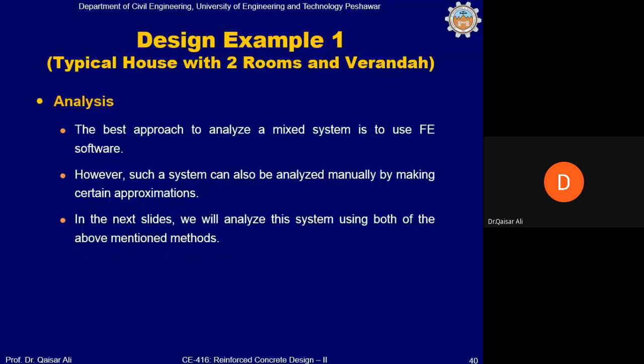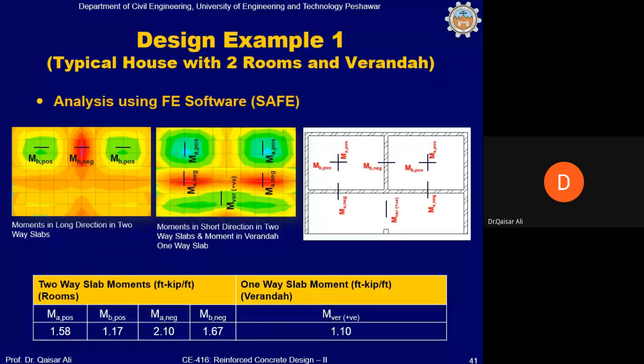The best approach, अच्छा आप जरा देखें यहाँ पर, the best approach to analyze a mixed system is to use finite element software. तो असल तरीका तो ये कि आप इसको finite element software में analyze करें. Using finite element analysis आप इसको analyze कर सकते हैं. However, such a system can also be analyzed manually by making certain approximations. In the next slide, we will analyze this system using both of above methods. अब देखें, first of all, this is the analysis of the system, the whole floor, using finite element software. इसको फिर हम कंपेयर करेंगे कोएफिशिएंट मेथड की मोमेंट वैल्यू से.